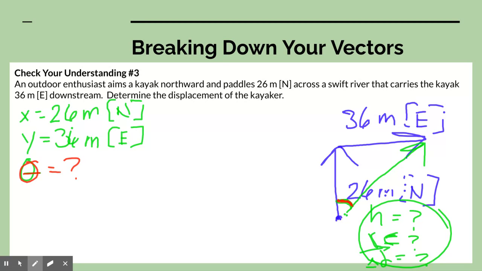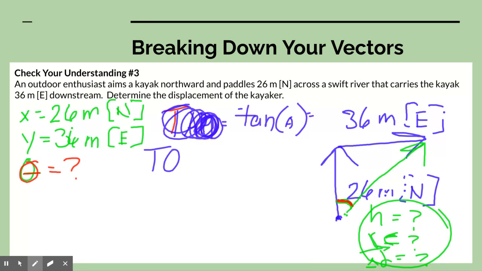So let's use tangent. Tangent theta is equal to, oh boy, SOH CAH TOA. Why do I say that wrong? So TOA. Oh my goodness.